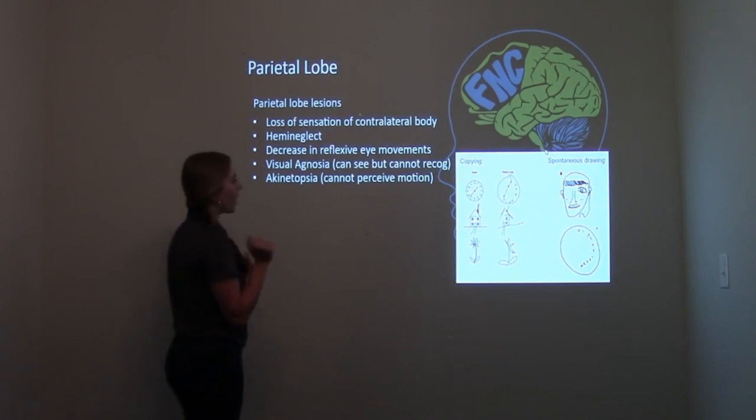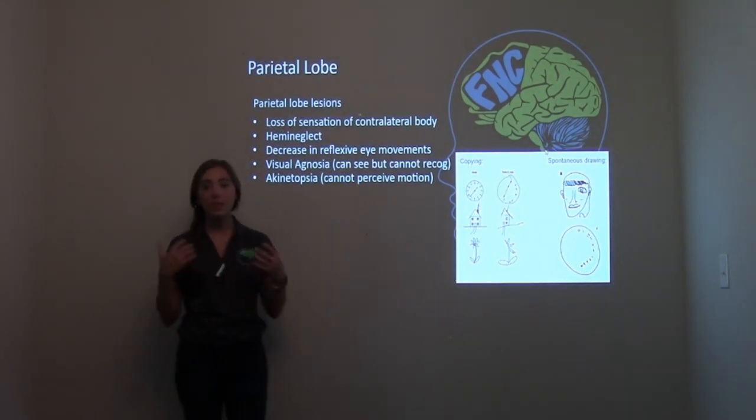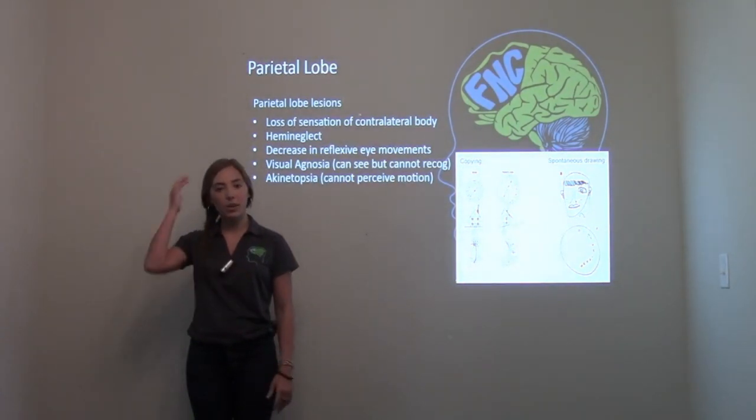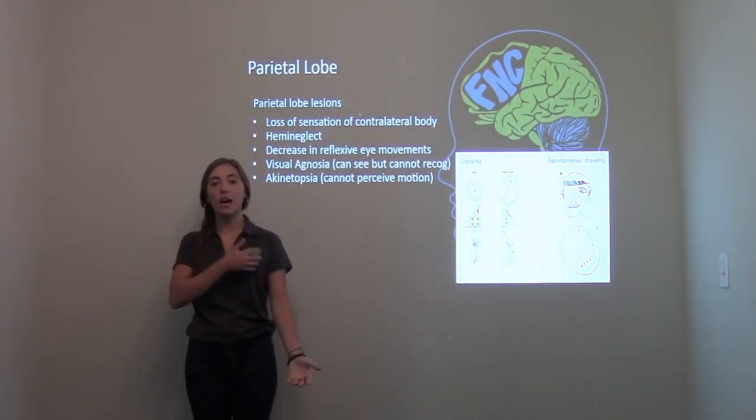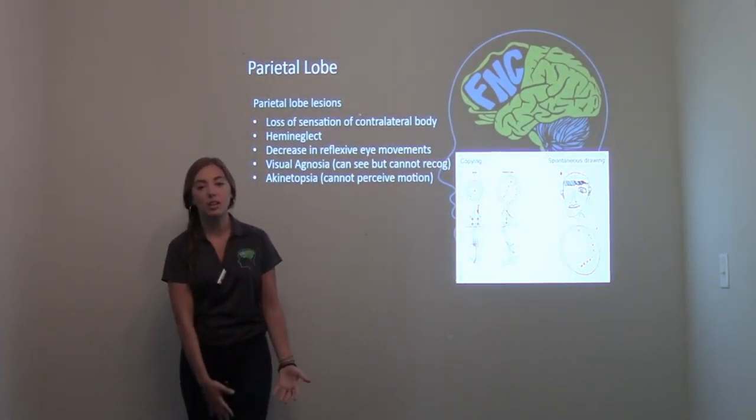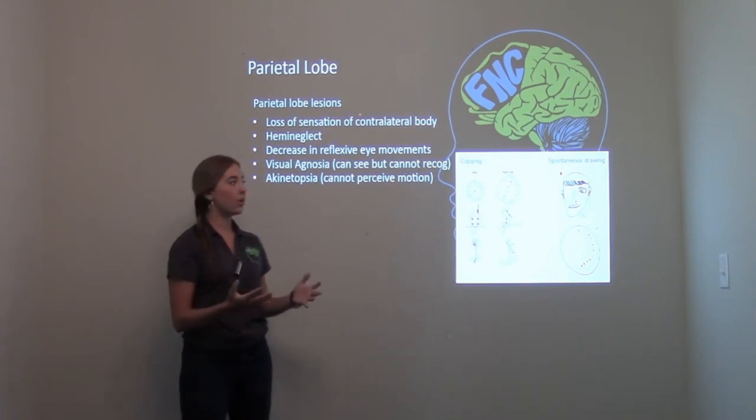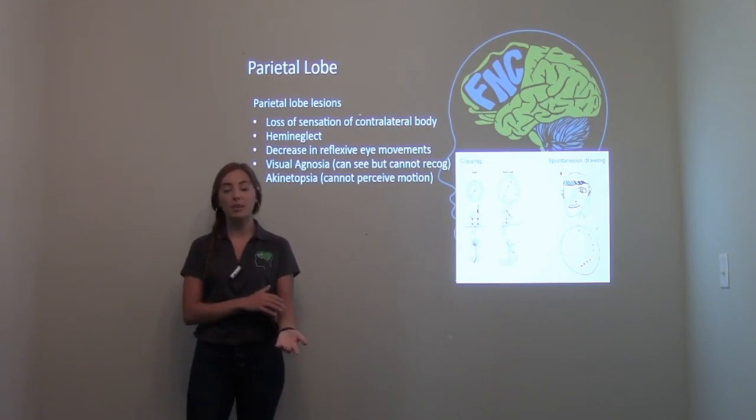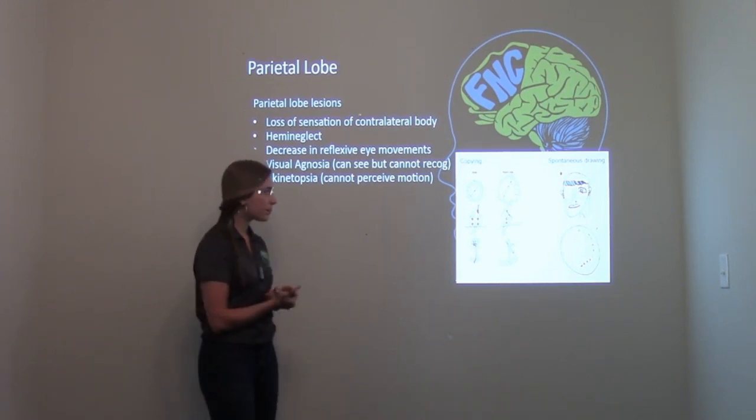So what do parietal lobe lesions look like? Because it's our somatosensory cortex, if you have a lesion in one side parietal lobe, you can just have a total loss of sensation on the other side of the body. Or, more functionally, you can just have less awareness in particular areas of the body.